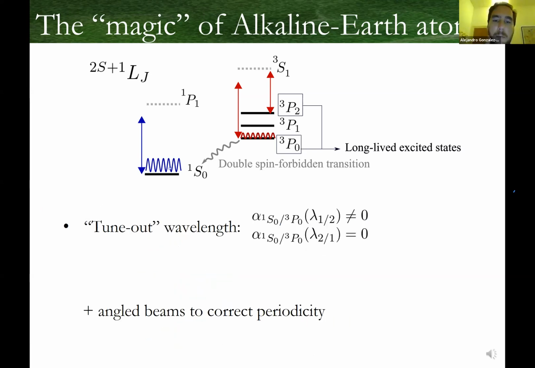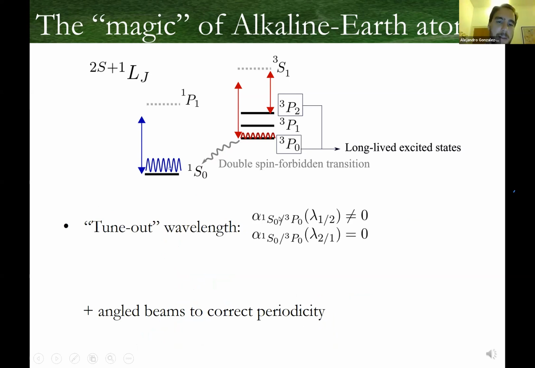Also, another option, a more brute force one, is to use the ground and these two clock states as the two layers for the bilayer. The idea is that there are certain wavelengths in which the laser creates completely independent potentials for the two. So they are called tune-out wavelengths.